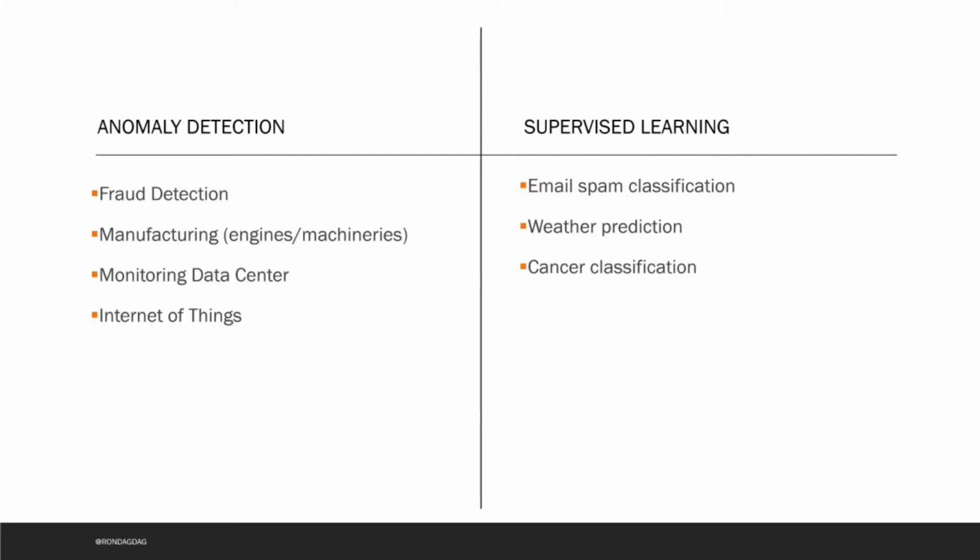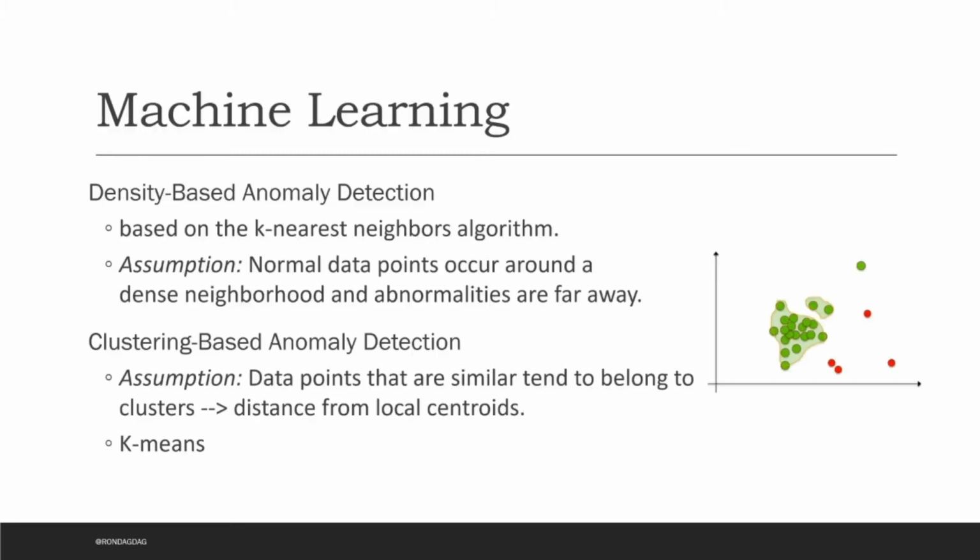For supervised learning, when you talk about email spam classification, why is that? Because there are a lot of examples of spam that you can classify. Weather prediction also has a bunch of examples. Of course, I live in Texas, and sometimes our weather is kind of weird, but it can be predicted. And of course, cancer classification. Why cancer classification? Because you have experts in the field who know what they're looking for, a specialized person who looks into the different cancer classifications.